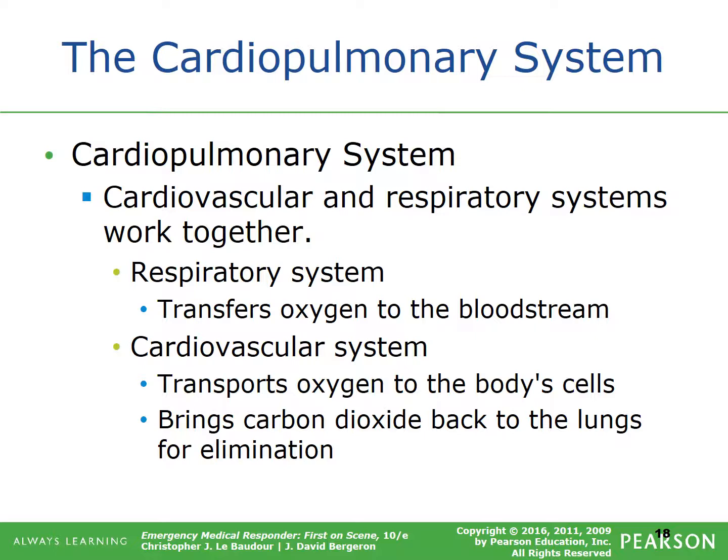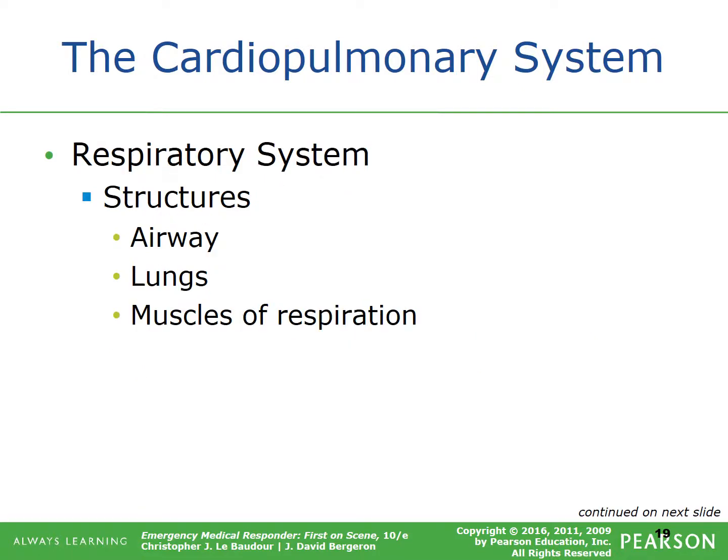Lungs, heart, blood vessels, and blood all work together to deliver oxygen and nutrients to the cells and to remove waste products. The respiratory system includes the structures of the airway, the lungs, and the muscles of respiration.